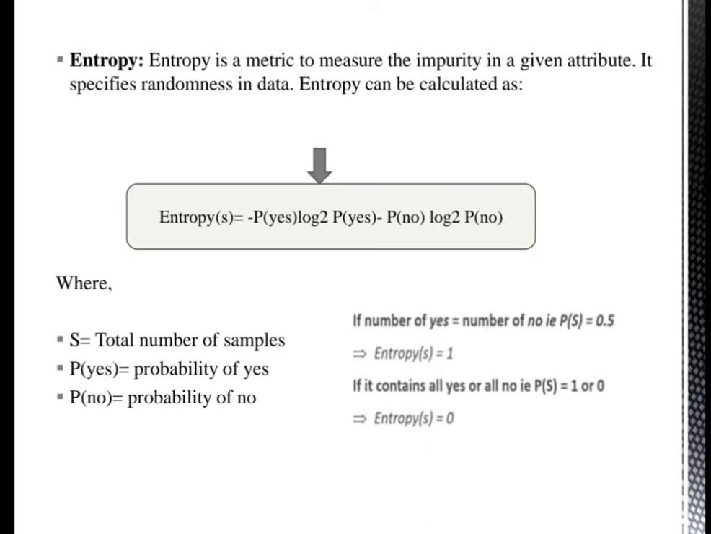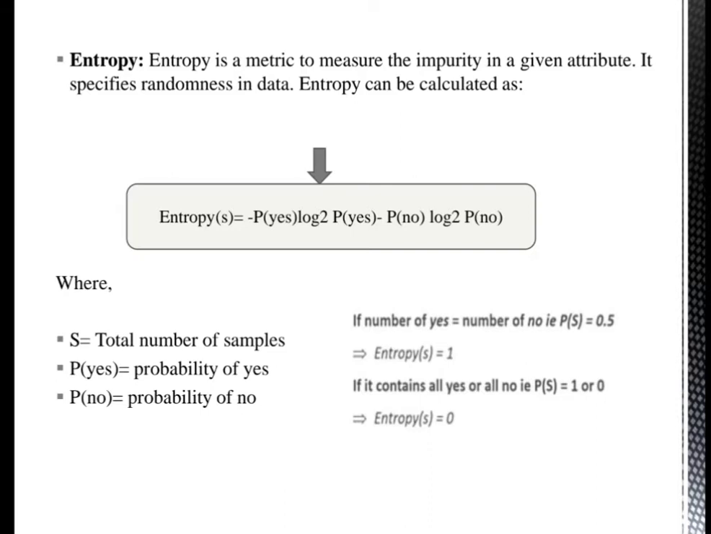It can be calculated as entropy of S equals minus P of S log to the base 2 of P of S, minus P of no log to the base 2 of P of no, where S is the total number of samples, P of S is the probability of S, and P of no is the probability of no. In simple words, entropy tells us the number of positive examples and the number of negative examples in the given data set.